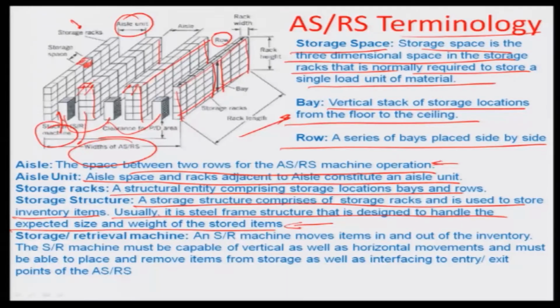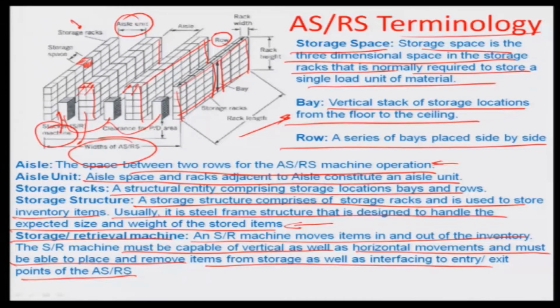And then obviously you have the storage and retrieval machines, the SR machines, which move items in and out of the inventory. The SR machine must be capable of vertical as well as horizontal movements, must be able to place and remove the items from storage as well as interface with the entry and exit points of the ASRS. So that is how you define the ASRS mechanisms.